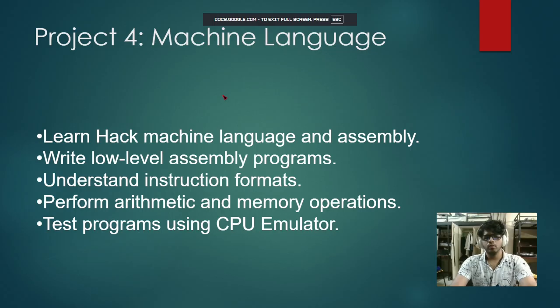In Project 4, we learn about machine language. We write programs in Hack assembly language. This helps us understand how high-level programs are converted into instructions that the CPU can execute. We also learn about instruction formats and addressing. This project improves our understanding of how software interacts with hardware.